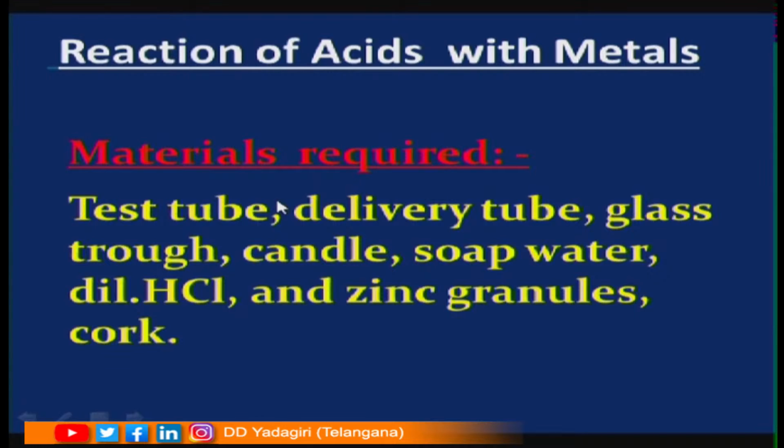The materials required are very easy: a test tube, one delivery tube for the discharge of gas, a glass trough, and a candle. This glass trough is filled with soap water solution. Why is soap water added here? With soap water you can see bubbles very easily. We also need dilute HCl and one metal like zinc granules. Here we are taking zinc, but we can also use metals like magnesium, which is easily available to you in the form of Diwali crackers. Now, you see the reaction of metals with acid.